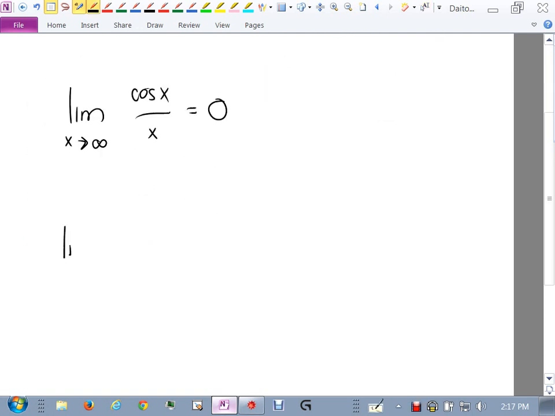Now what about this one? The limit as x goes to infinity of just cosine x.